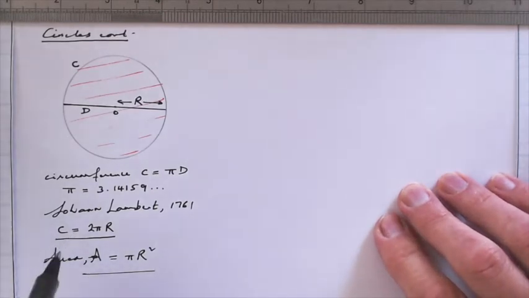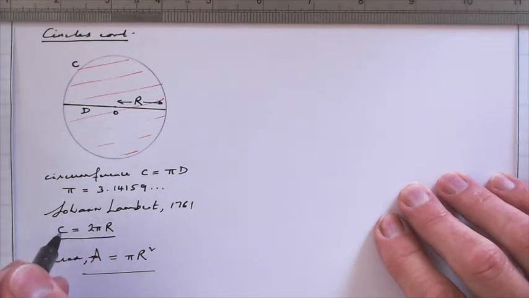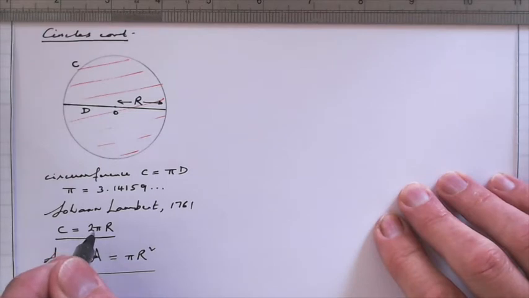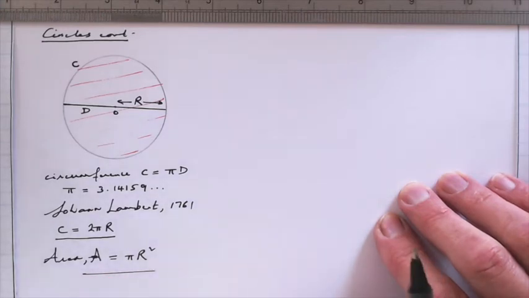Anyway, I do think that you want to commit these two results to memory. The perimeter of a circle, which we call the circumference, is 2 pi times the radius, and the area of a circle is pi times the square of the radius. And I think it's very good to have an intuitive understanding that it has to be proportional to r squared. The constant of proportionality is pi.